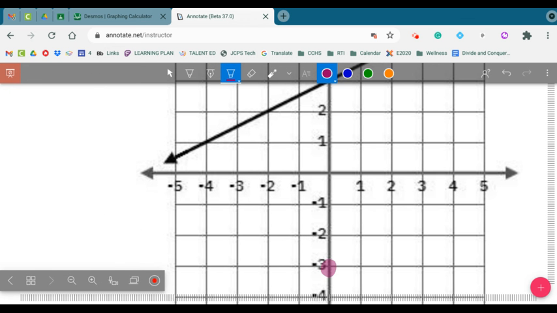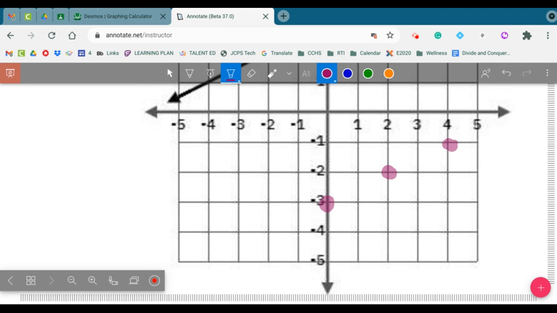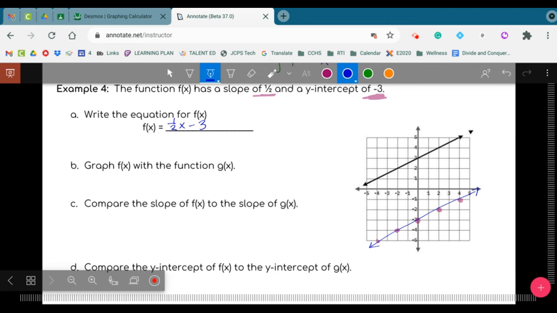So my y-intercept is -3, and I'm going up 1 over 2. Or you can go in the opposite direction. Okay, graph this line. Okay, so we graphed it. So we did this part. Now we got to go down to C.